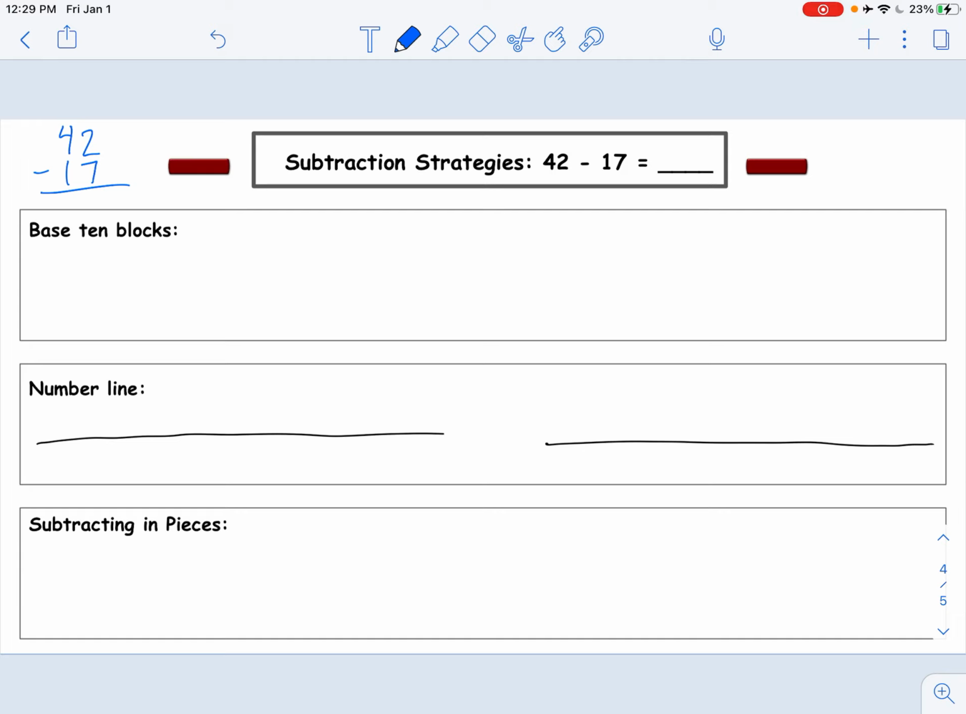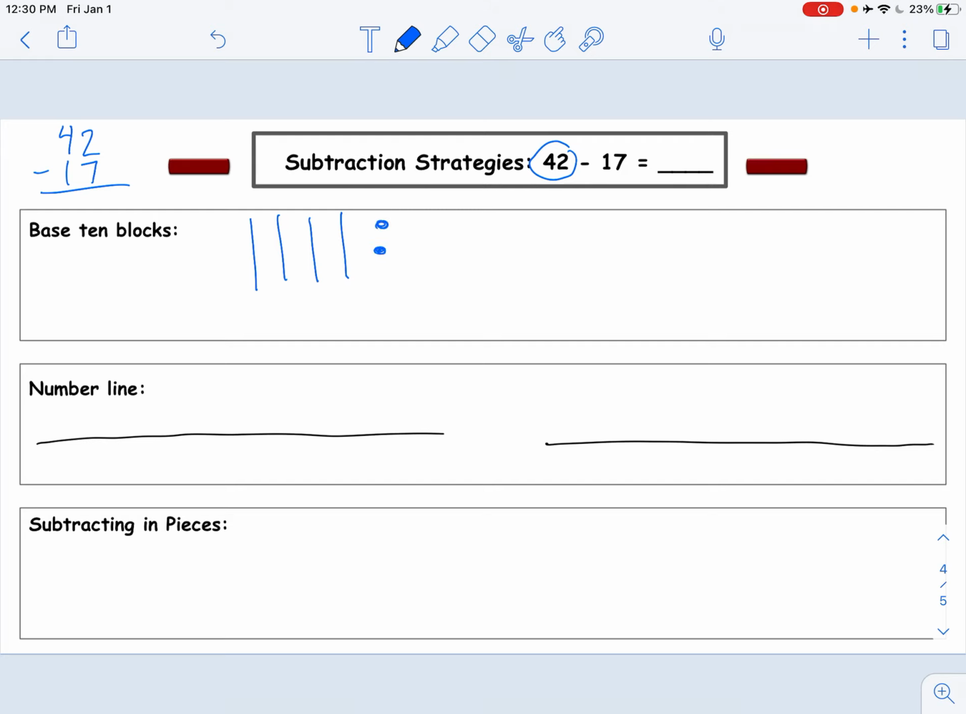In fact, I refer to it as an uh-oh problem. Uh-oh, I don't have enough ones. What do I do? So we're going to show how these strategies help students, especially with subtraction, especially when we need to borrow. So you'll see how that works. So let's start with base 10 blocks. Again, with subtraction, I'm going to just draw the largest number, which is 42: 10, 20, 30, 40, 41, 42.